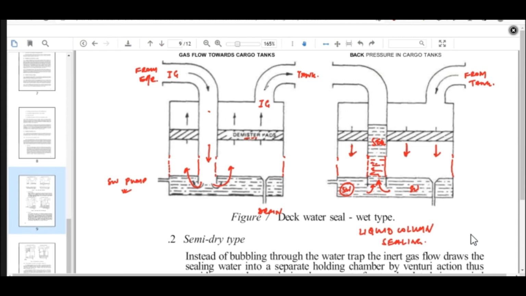Yeah, IG backflow, this is how it stops, by creating a liquid column seal inside the pipe.